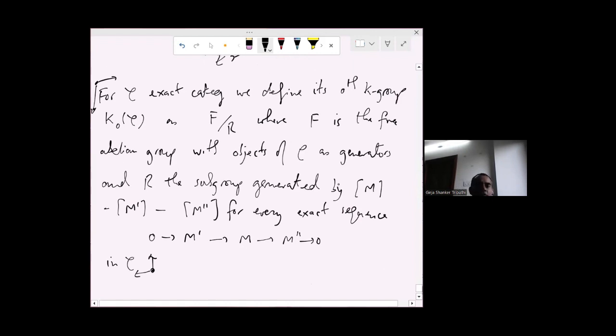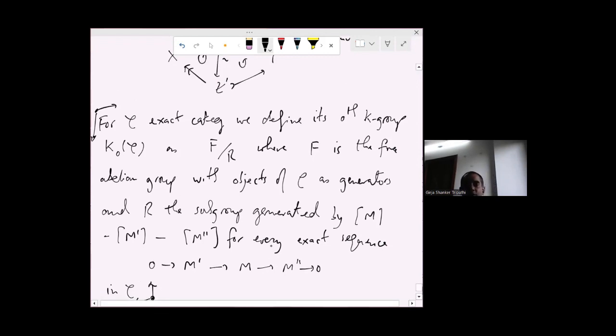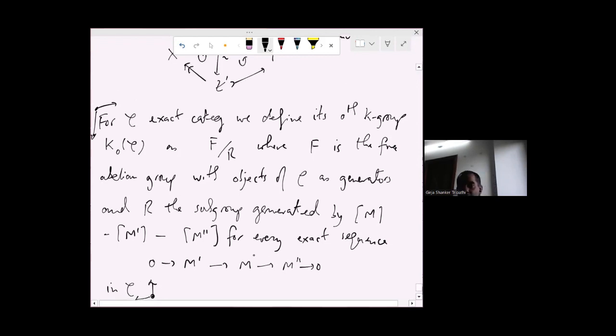So we have this K0 of an exact category. The definition is just a free abelian group generated by objects modulo this subgroup having these relations. In a way, it's to take the monoid of isomorphism classes of objects and group complete it.